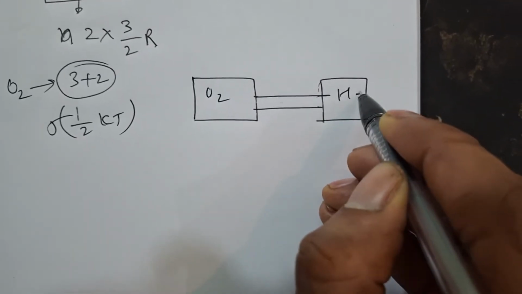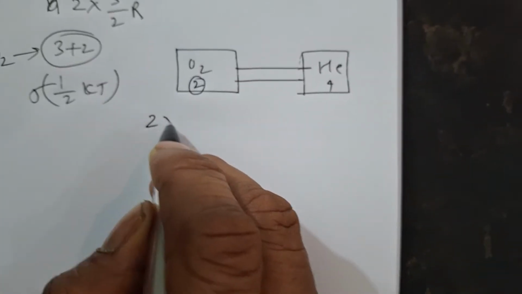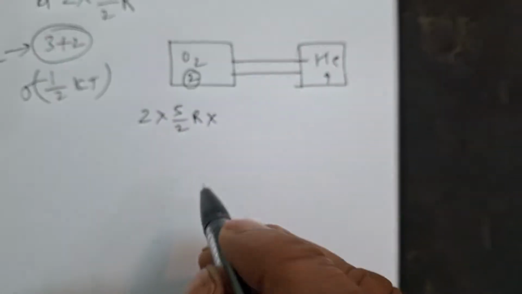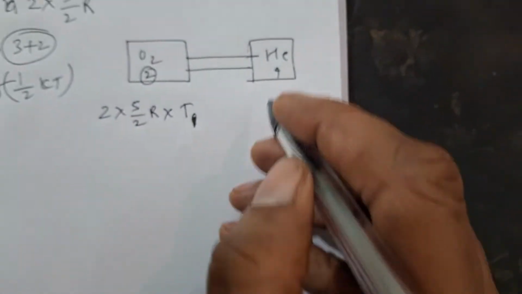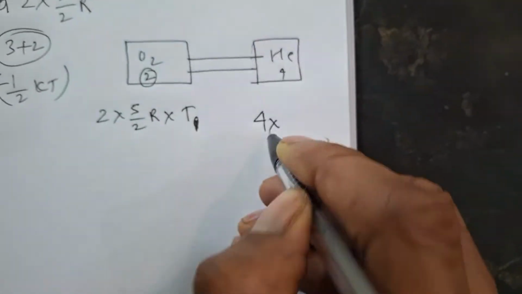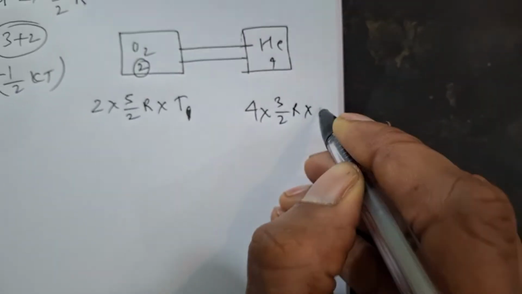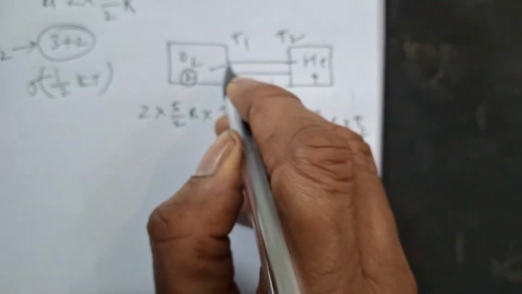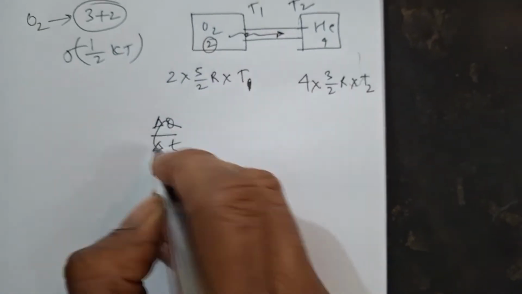Oxygen, helium, 4 mole, 2 mole. For oxygen, n CV is 5/2 R into dT. Now find this one: 4 n CV, 3/2 R into dT for helium. Here is T1 temperature, here is T2 temperature. The heat flows in this way. How much is delta Q by delta T? Because it is variable, please write dQ by dt.